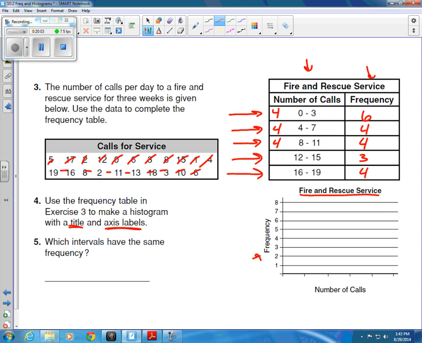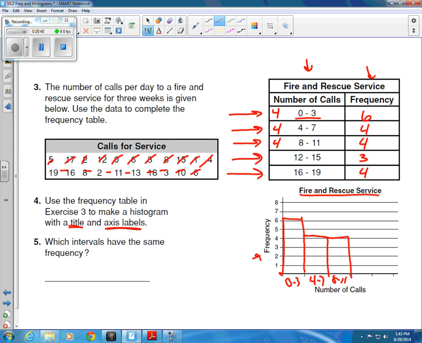Our first group had between 0 and 3. So I'm going to put between 0 and 3 here. And the number of calls happening in a day between 0 and 3 happens 6 times. So my bar is going to go all the way up to 6. Next group was 4 to 7. My next bar represents how many times I got 4 to 7 calls. That frequency was only 4, so I'm going to go over, down. Next group, 8 to 11. That had a frequency of 4.